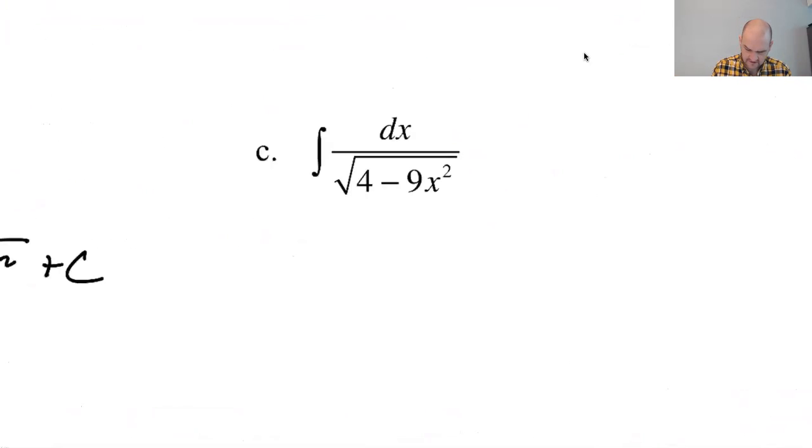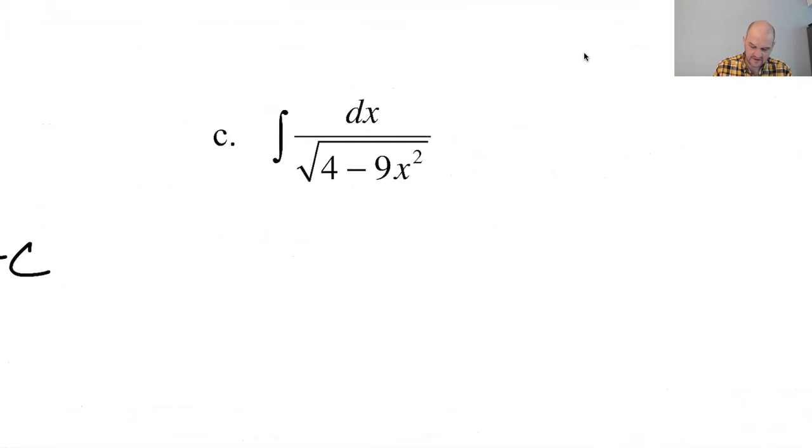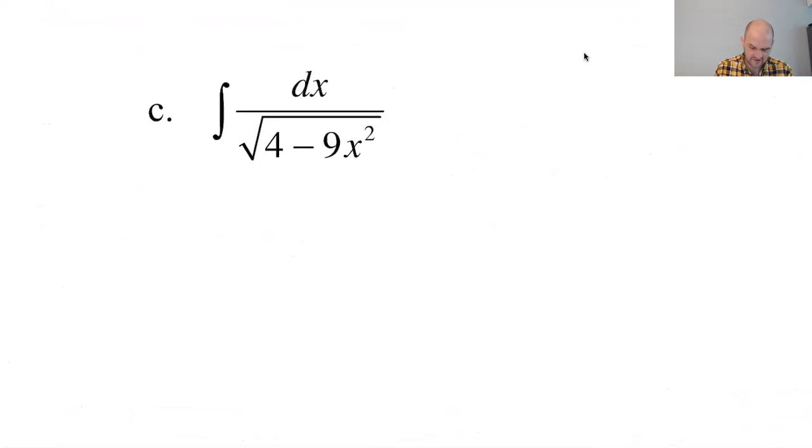Same difference. This one, on the other hand, is a problem if you don't remember it. If you try to make u equal 4 minus 9x squared, then du has an x in it, and we don't have an x, and you can't multiply one in, so that's not right. But we know that when that happens, this is actually arc sine somehow, so let's rearrange.